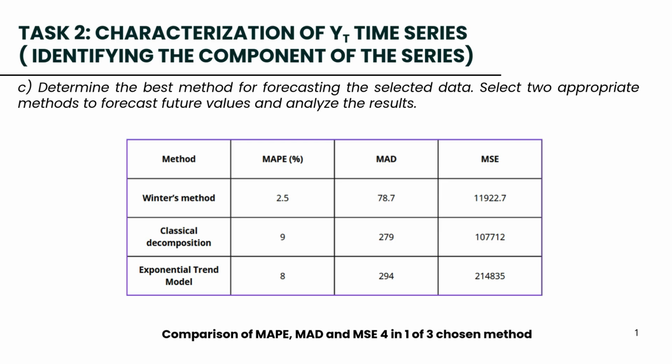So in order to determine the best forecast method, firstly we look at the accuracy measurements, and from the data we can see that Winter's method clearly shows that it's the most suitable method for this data, as it has the lowest values across all metrics: MAPE, MSE, and MAD. And the second best method is classical decomposition.